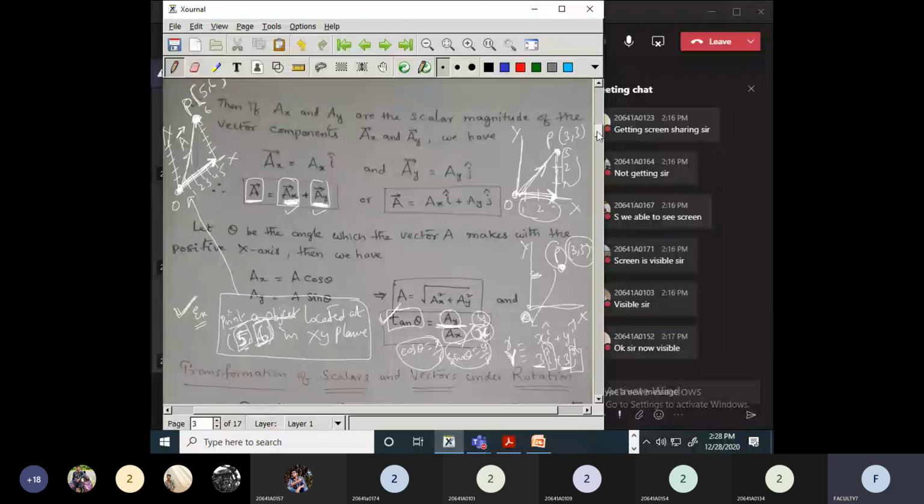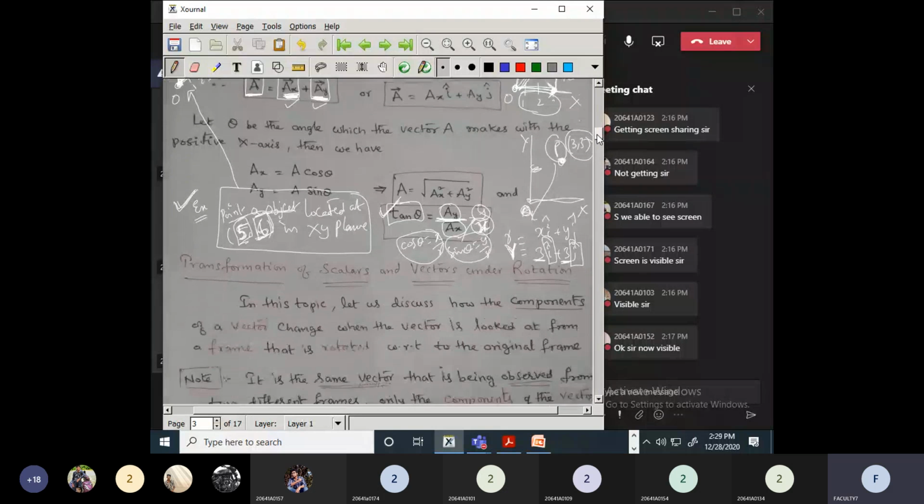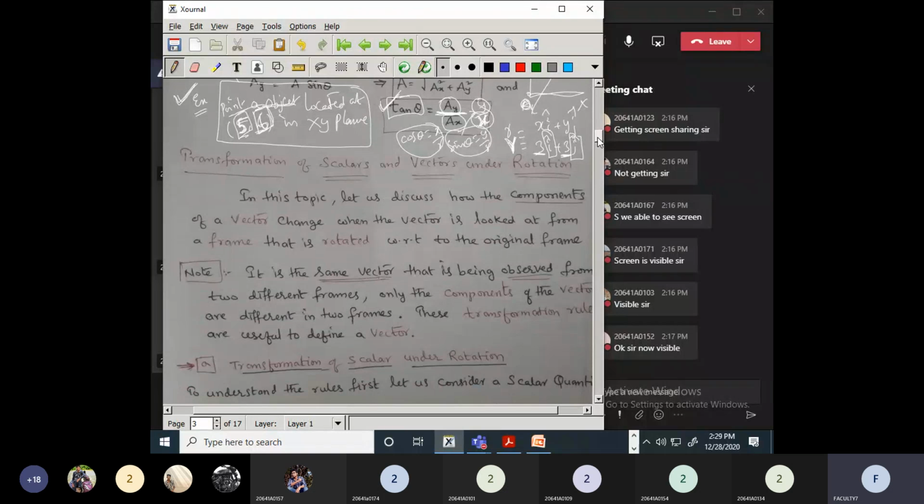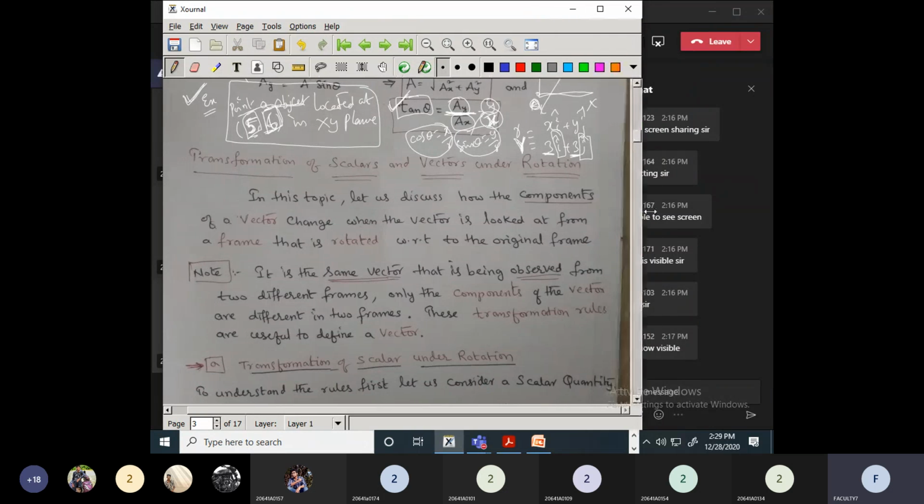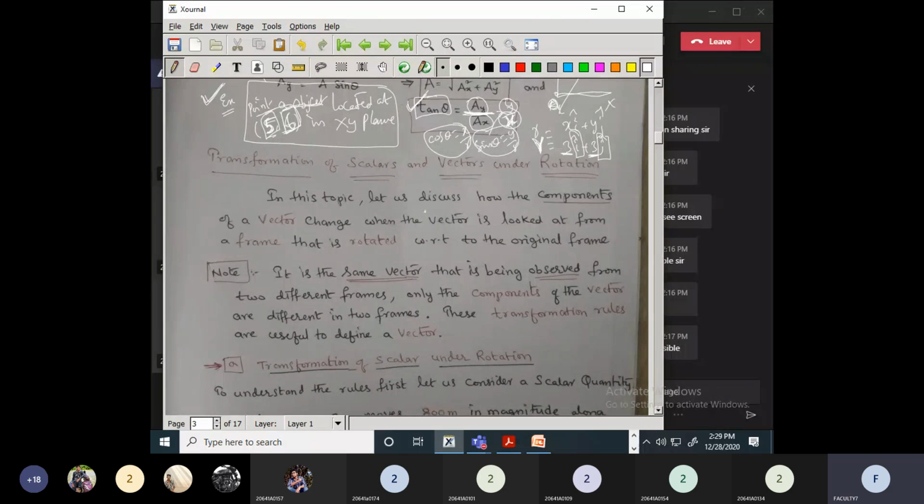Now that was the topic that we had studied in the resolution of vectors. Thereafter we had studied the transformation of scalars and vectors under rotation. This is a concept, transformation. We are going to verify separately for scalars and vectors. Here we are going to have rotation.